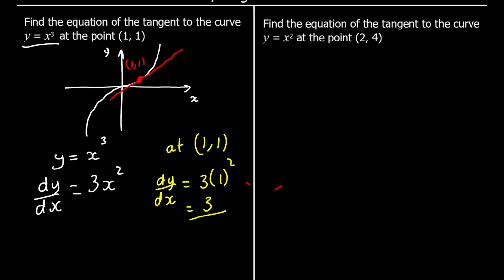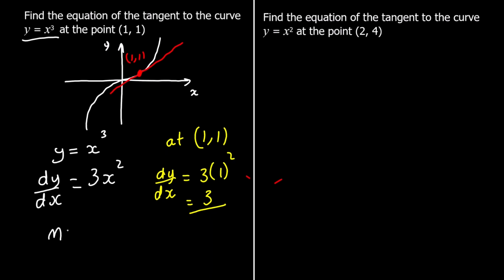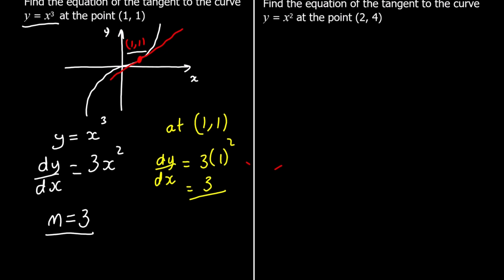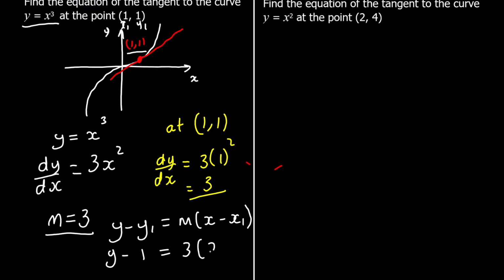So the gradient of the tangent is 3. How do we find the equation of a straight line given the gradient and a point? We could use y equals mx plus c and substitute in to find c, or we can use y minus y1 equals m times x minus x1. So x1 and y1 are both 1, so y minus 1 equals 3 times x minus 1. That is the equation.